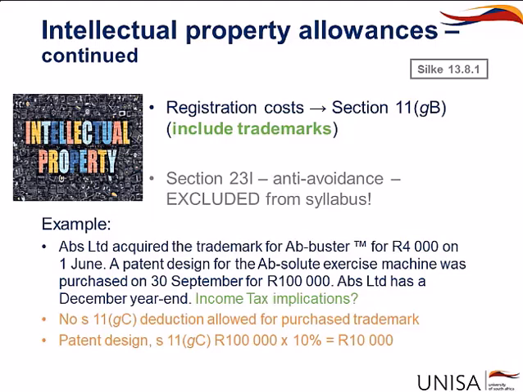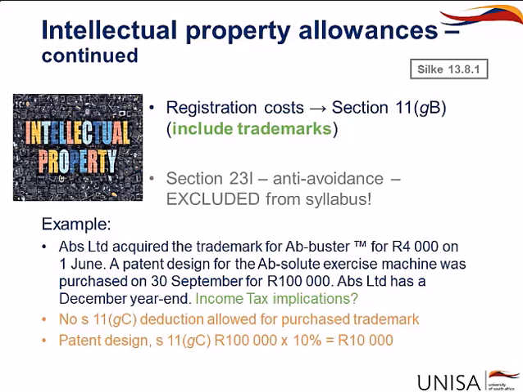We also have a little example. ABS acquired a trademark for the AB Buster for $4,000 on the 1st of June. A patent design for the AB Salute exercise machine was purchased on the 30th of September for $100,000. ABS Limited has a December year-end. What are the income tax implications?